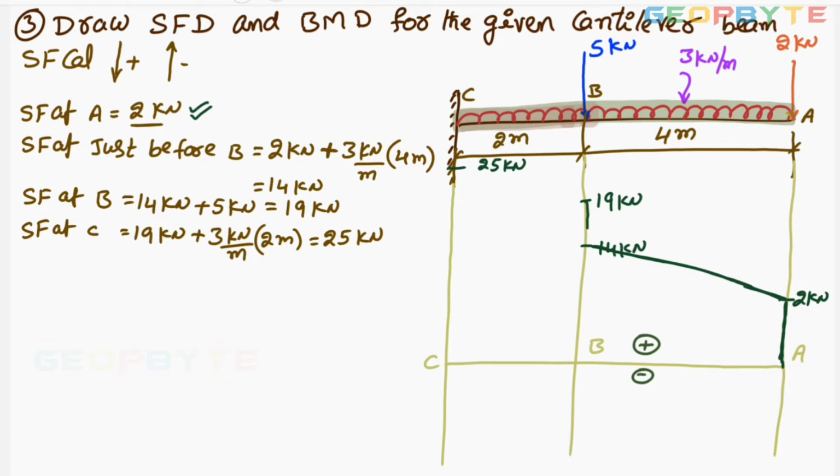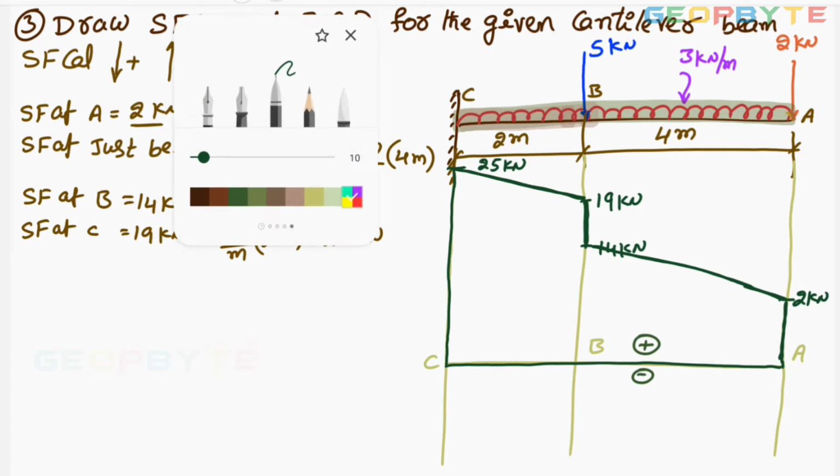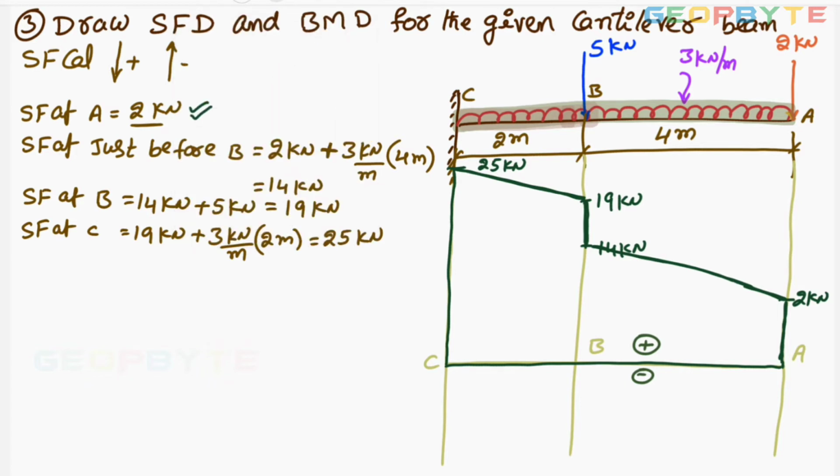Then this is the effect of point load. This is the effect of point load, and the effect of UDL. The effect of UDL between B and C is like this. It is a straight line. The effect of UDL on shear force is linearly varying. Then close the diagram. This is the shear force diagram.